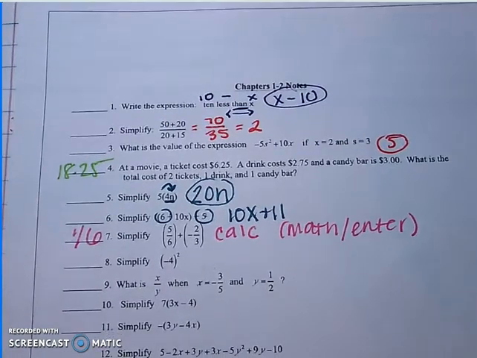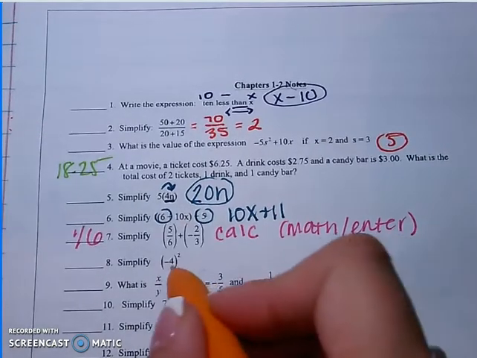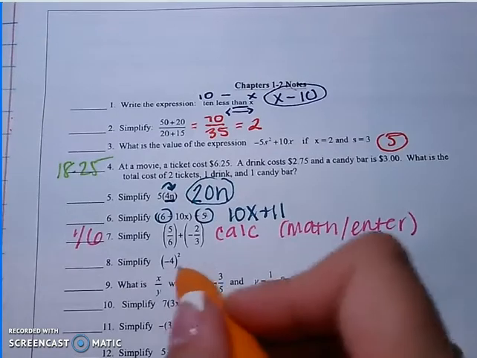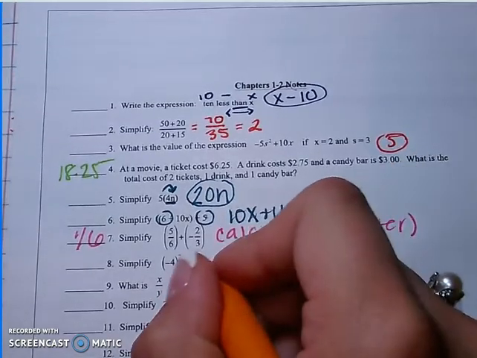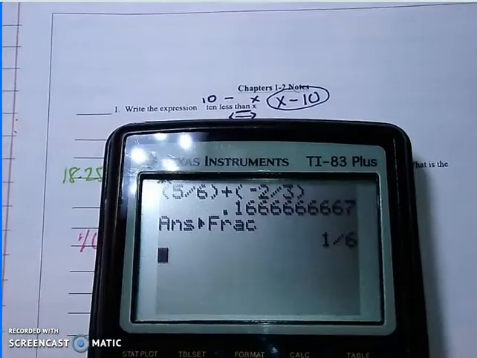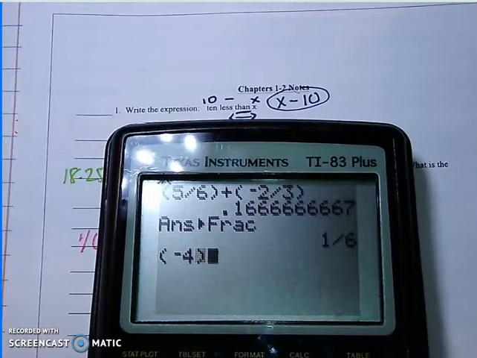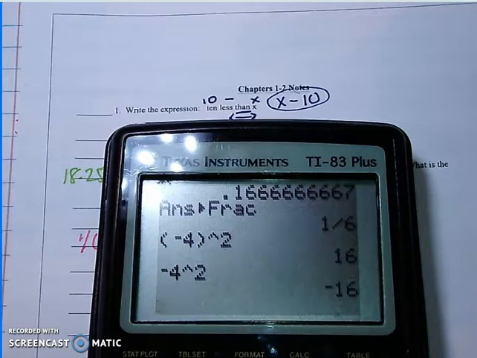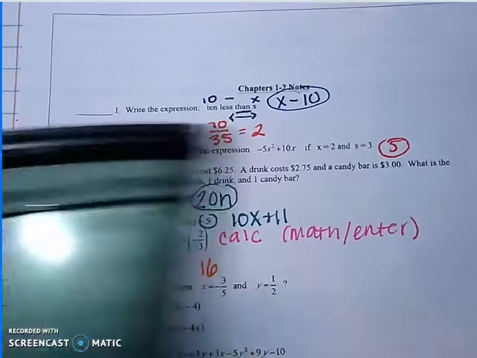Number 8 is having the -4 be squared. In order to do that, I'm just taking -4 and multiplying it by itself. -4 times -4 is a +16. You can also do it in the calculator. There's a reason that -4 is in parentheses. If you just said -4 and you squared it, that's just saying like -1 times 4 squared, okay? So those parentheses really do matter.